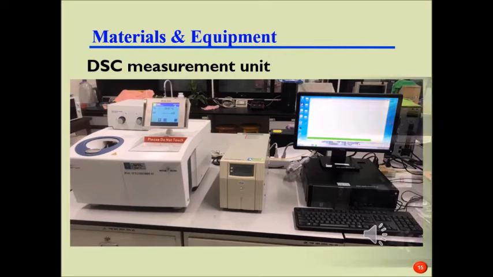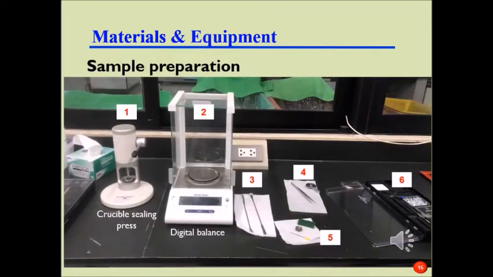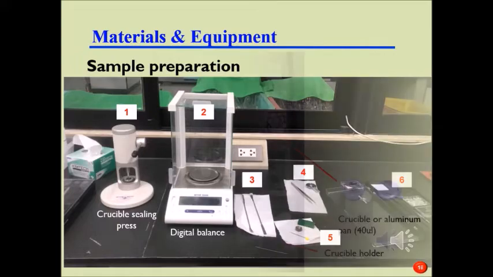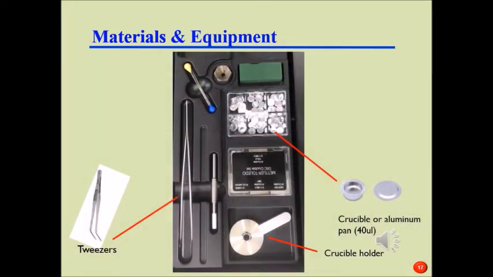This figure shows the differential scanning calorimeter on the left and the computer operating and processing unit on the right. For sample preparation, we need: 1. Crucible sealing press. 2. A digital balance with 4 decimal digits of precision. 3. Spatulas. 4. Tweezers and crucible holder. 5. Funnel, needle and base, and 6. Aluminum pan. We are going to use a 40 microliter aluminum pan as a sample container.